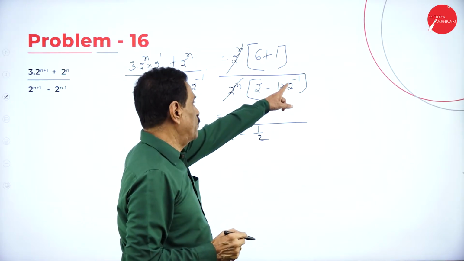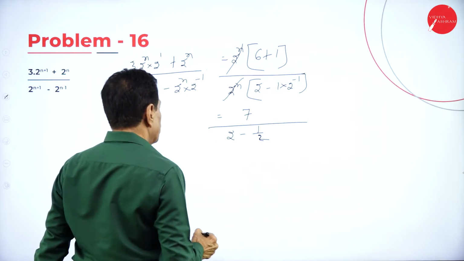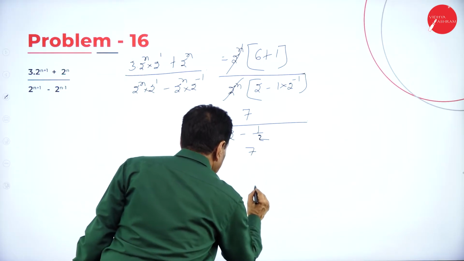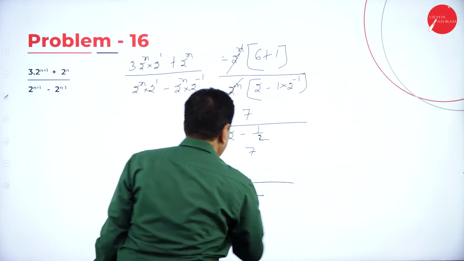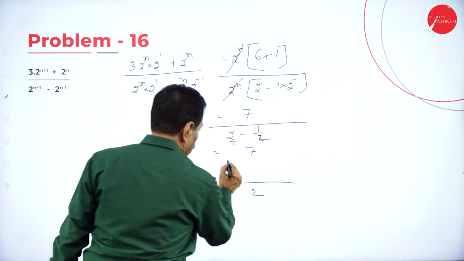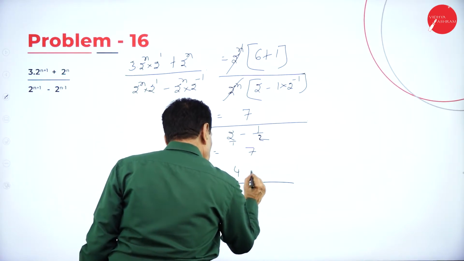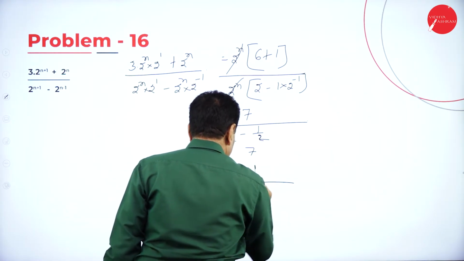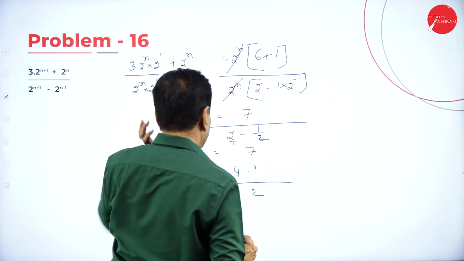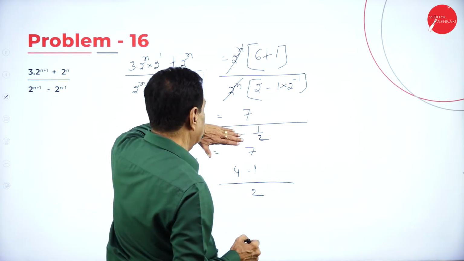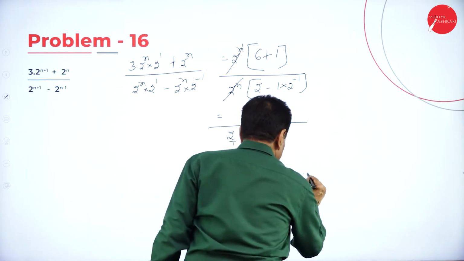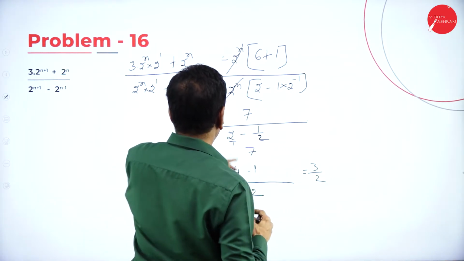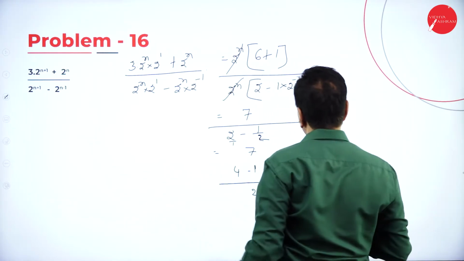2 to the power of minus 1 is 1 by 2. So take the LCM, 7, 2 is the LCM. 1 2s are 2, 2 2s are 4, 2 1s are 2, 1 1s are 1. This is 7, the bottom here, carefully. This is 3 by 2. In the bottom, you have got 6 plus 1, 7.